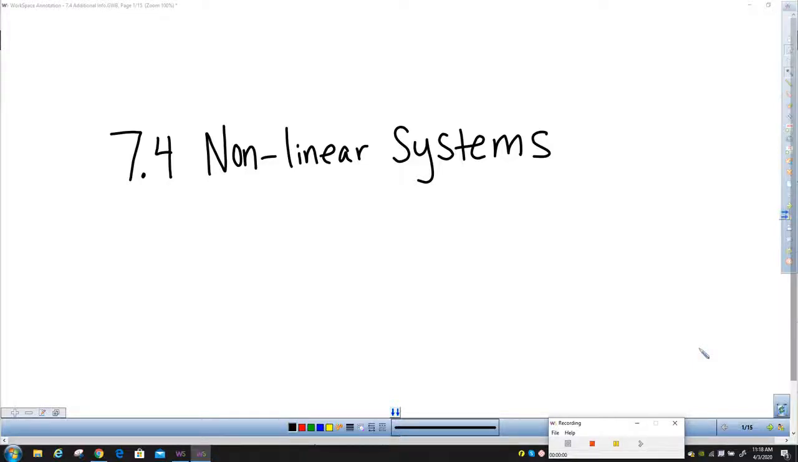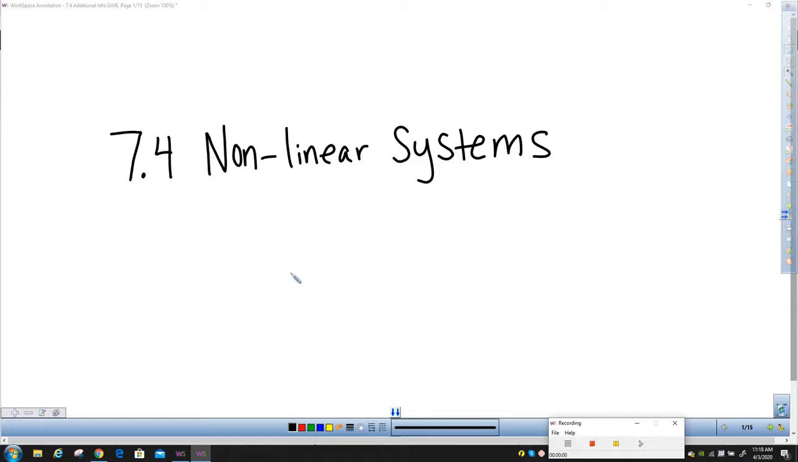In this next section, 7.4, we are looking at nonlinear systems of equations. And by the way, we don't cover 7.3, so you didn't miss it. We skip over it. So with our nonlinear systems, we're going to see that this process is going to be similar to what we've done before with the linear systems.